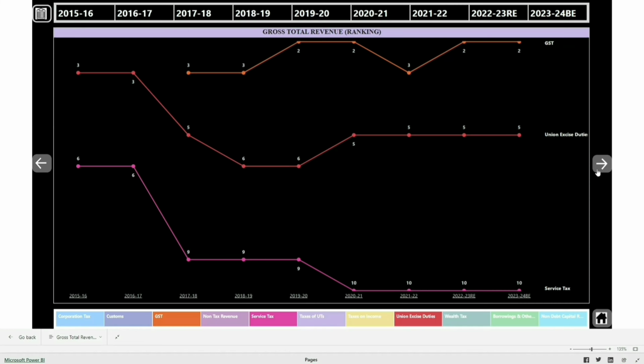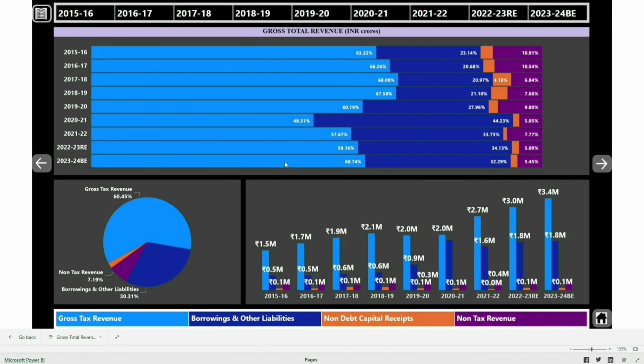Let's move forward. Here I've combined all the taxes into one category as gross tax revenue. You can clearly see that gross tax revenue happens to be the biggest source of revenue for the government of India. And this is the reason why during every budget, every year, the rate of taxes are discussed, because the government needs to generate a good source of revenue for itself while not burning a hole in our pockets.